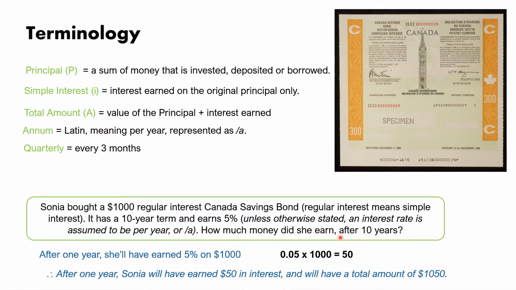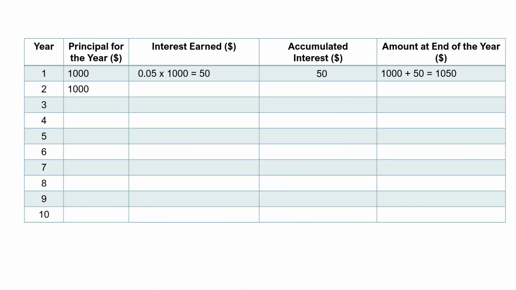But this question says how much did she earn after 10 years? So let's look at this chart. The first row, we just did that in the previous screen. There's your $50, there's her $1,050. So, principal for the year. This column is important. When we talk about compound interest, this number will change every time, but for simple interest, you're always getting interest on whatever you put in originally. So she put in $1,000.